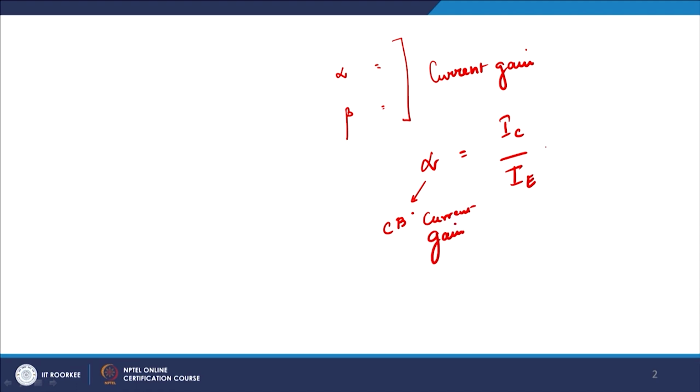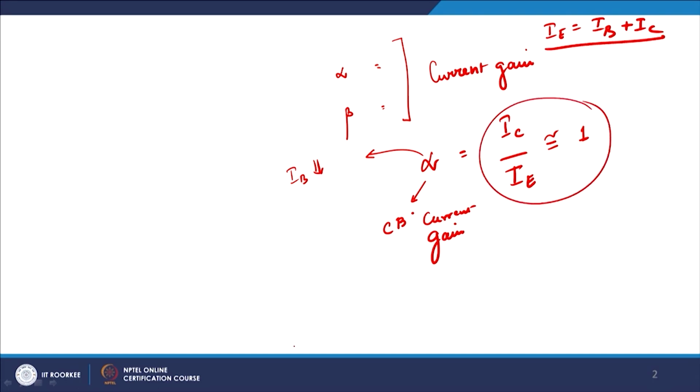and if you look very carefully, the numerical value will be very close to 1, and the reason is that IC is approximately equal to IE, because IB is very small, assuming that we already have Kirchhoff's current law. So, I would say alpha is very close to 1.